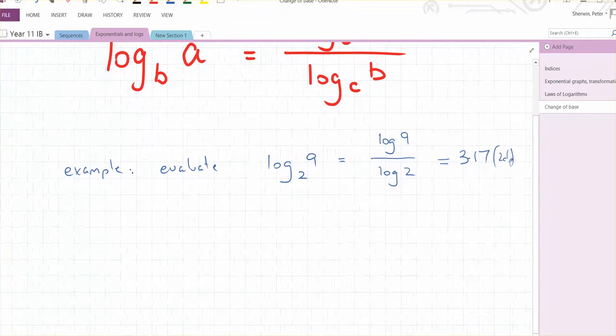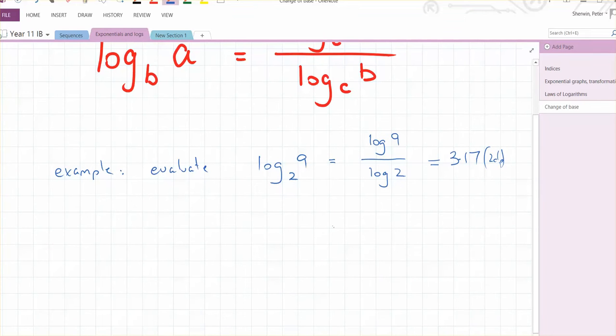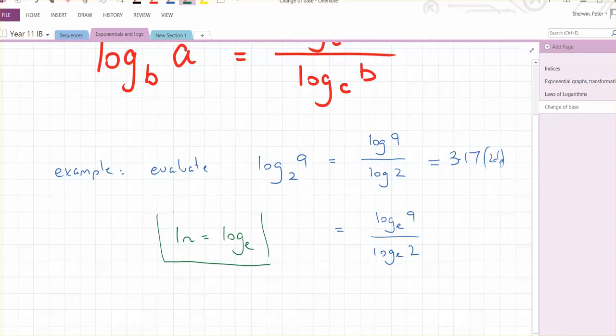We could have changed it to anything we wanted. Let's say we fancy actually changing it to log base e. So that's log 9 over log 2. Remember, on your calculator, log base e looks like this. ln is equal to log base e. So that's something just to remember.